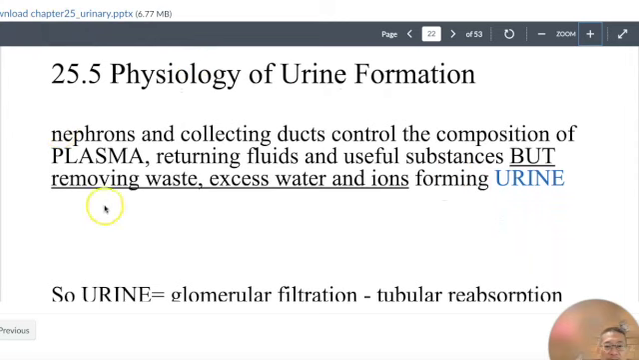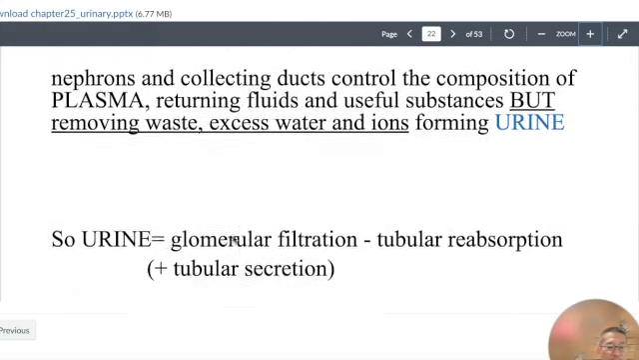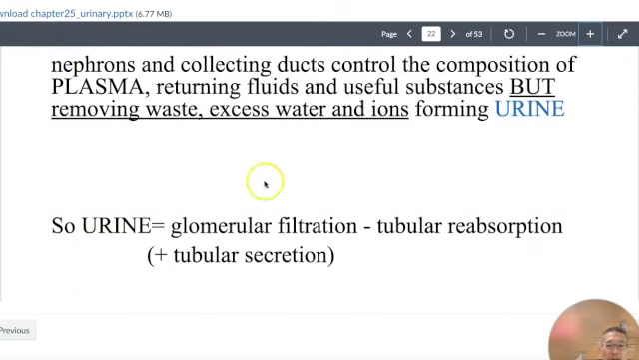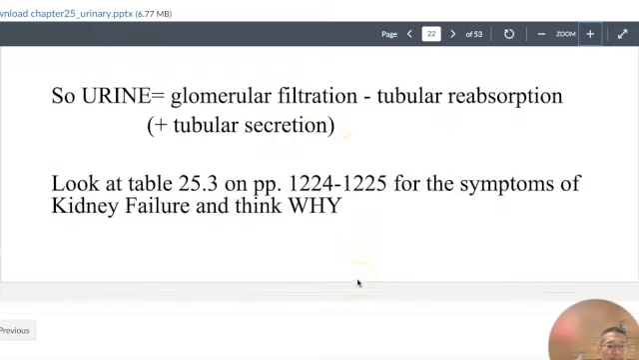So now we're going to actually look at how urine is formed. Urine is glomerular filtration minus the reabsorption. So whatever is filtered, and then everything that is reabsorbed, and then whatever is secreted.